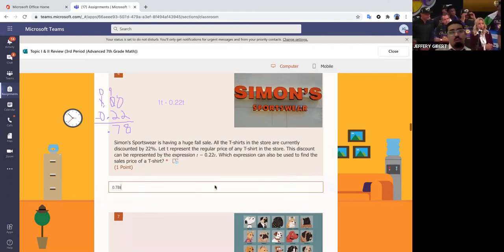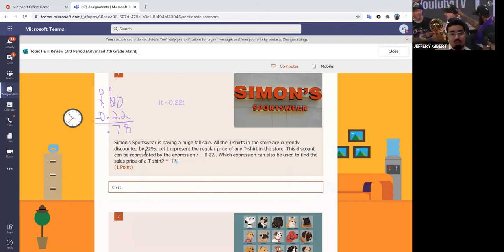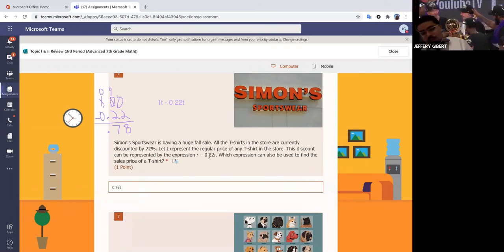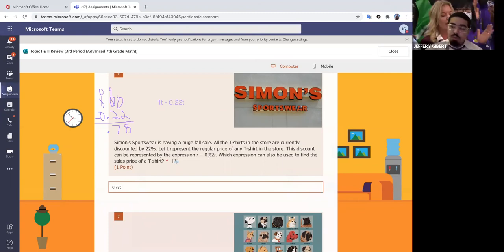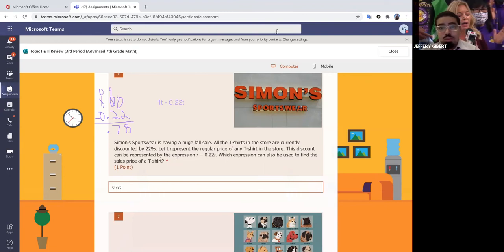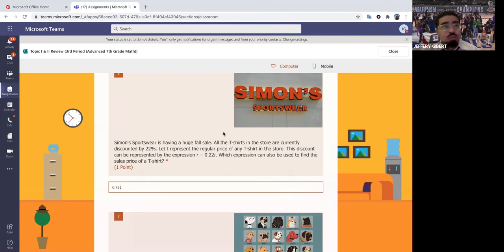So the 22% was 0.22? Yeah. When you convert 22% to a decimal, you move the decimal to the left 2 places, and it becomes 0.22. So that's where they got the 0.22 from. Are there any other questions? All right, we'll move on.